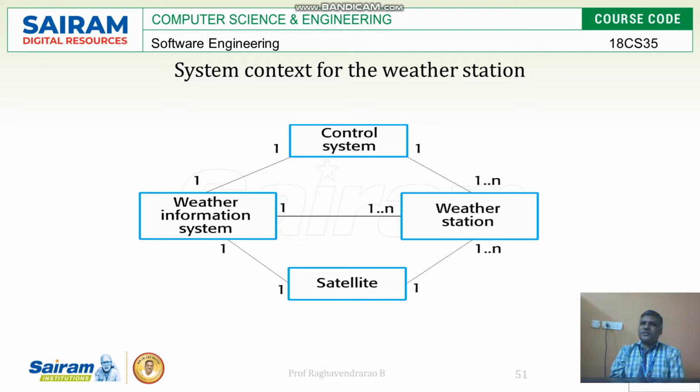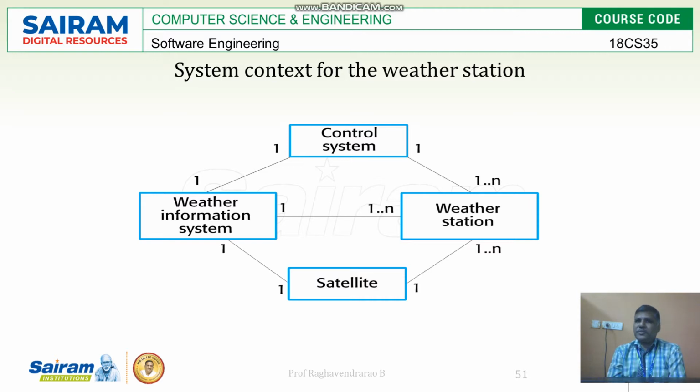The concept of this system context with the weather forecasting station, the weather stations, has been depicted here. It says that there is a control system, weather station, satellite, and weather information system. Now you see that association rules have been specified. One control system can have n weather stations. n weather stations can connect to one satellite. One satellite can communicate with the weather information system.